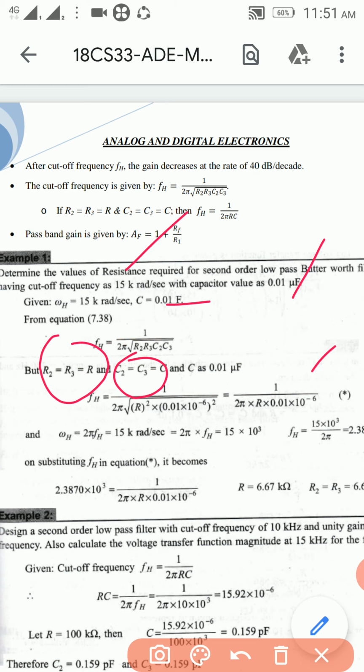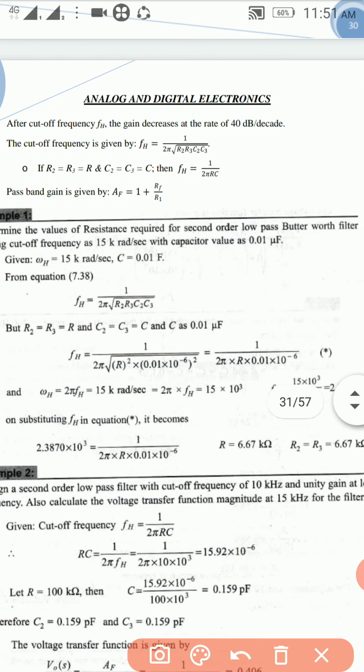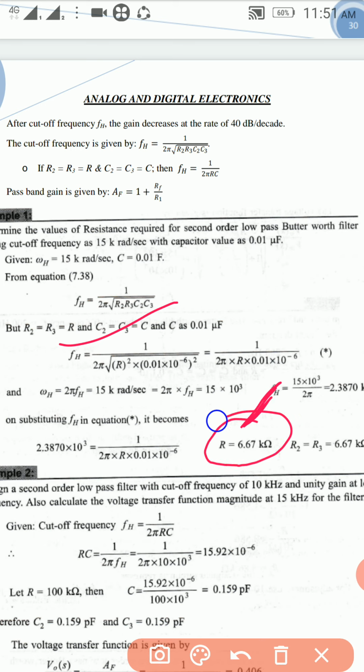So we have to keep this equation as it is, but we know WH is equal to what? 2 pi FH. So with this, find out FH. What is FH? FH is this one. So after finding FH, substitute this FH value in this equation, right? After finding out the FH value, we should find out what exactly R is equal to. This is 1.667 kilo ohm. Okay, this is about the easy problem.